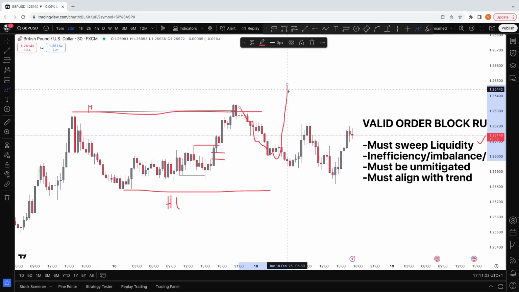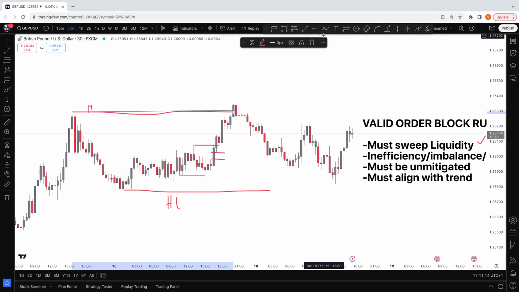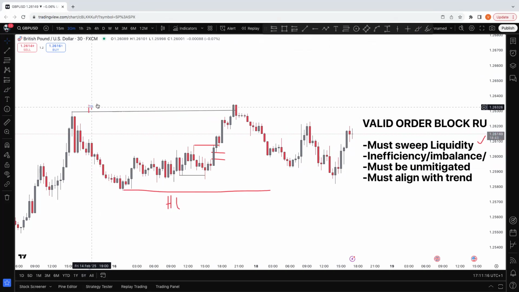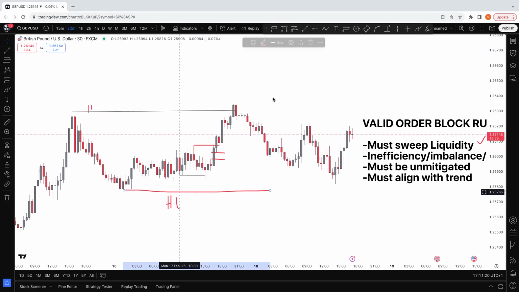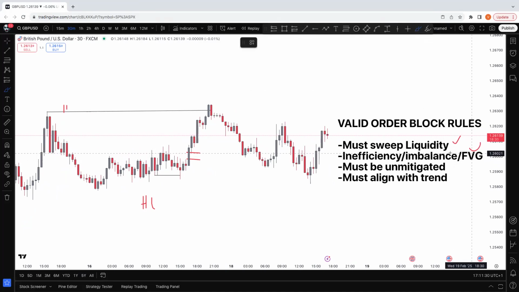But if price fails to retrace to this zone, we see it as an inefficiency, and we expect price to always come back to fill up this inefficiency. So inefficiency doesn't always have to be a single candle. It doesn't have to be a single candle imbalance. It can refer to a whole swing structure that price needs to retrace to, to fill up and take orders. So yes, we have our inefficiency, or imbalance, or fair value gap checked.